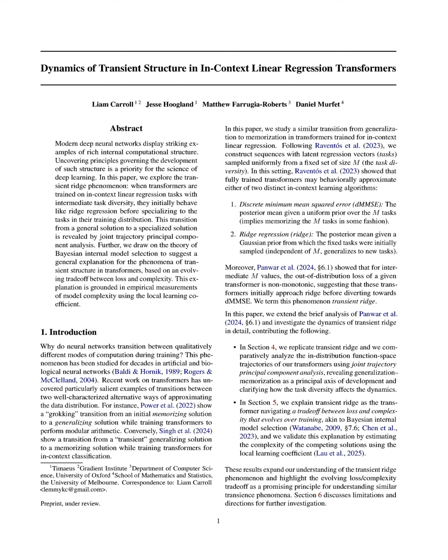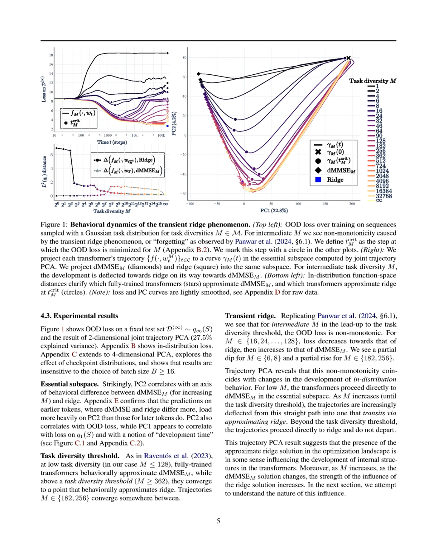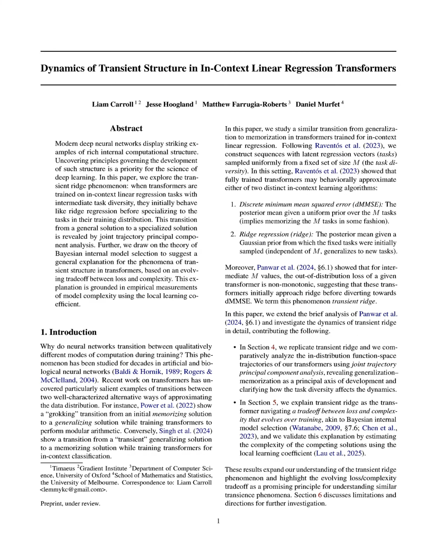A simple illustrative example of the transient ridge phenomenon can be seen when training a transformer on in-context linear regression tasks with varying task diversity, M. Initially, with low task diversity, the model tends to converge towards a solution that minimizes loss but maintains low complexity, akin to the ridge regression solution. As training progresses and M increases, the model's trajectory shifts towards a more complex solution that approximates the discrete minimum mean squared error (DMMSE) solution, reflecting a transition from generalization to memorization.